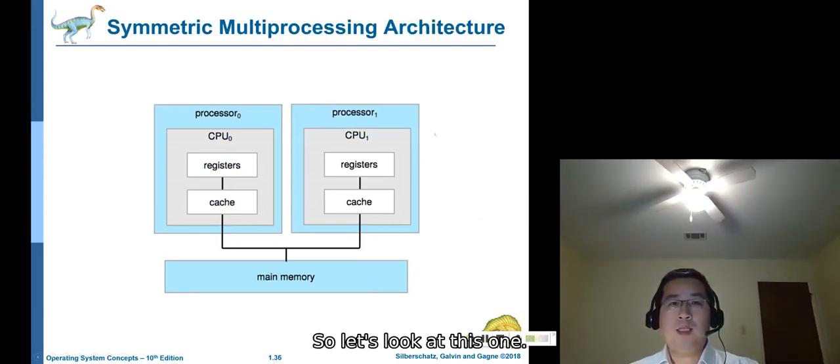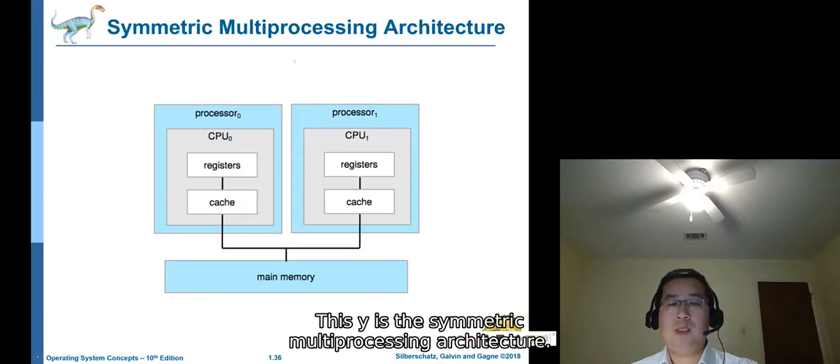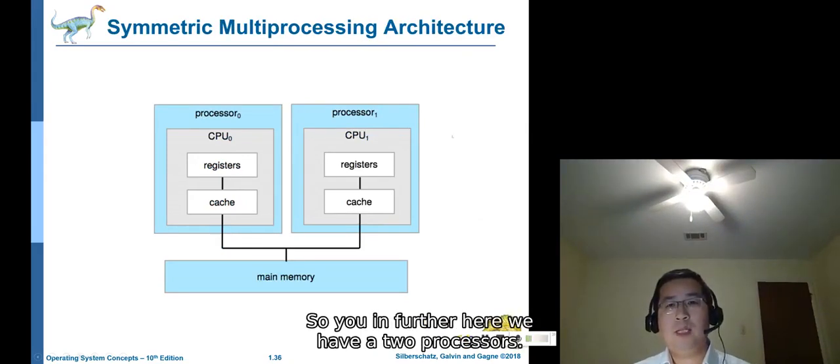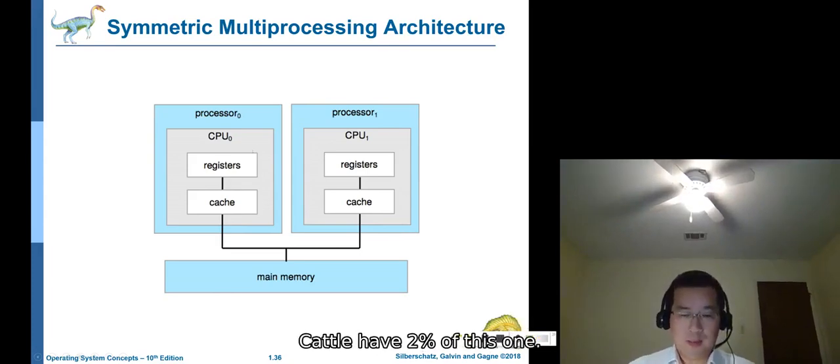So let's look at this one. This one is a symmetric multiprocessing architecture. So in fact, here we have two processors. Okay, we have two processors. Look at this one.